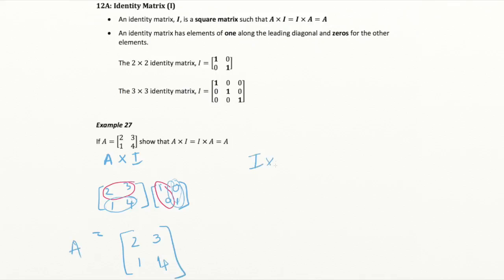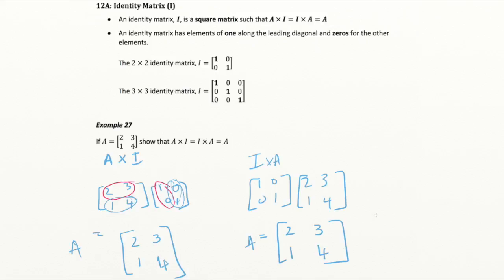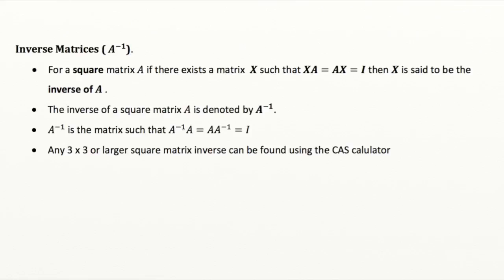Same thing if I were to do I times A. Set that up, 1, 0, 0, 1, and then 2, 3, 1, 4. We'll end up with the exact same. I'm just going to talk through it because I hope that you know how to multiply matrices by now. So we've got 1 times 2, which is 2, 0 times 1 is 0, 1 times 3 is 3, 0 times 4 is 0, 0 times 2 is 0, 1 times 1 is 1, 0 times 3 is 0, 1 times 4 is 4. So once again, I've got matrix A. By showing this calculation, I can show that anything times the identity matrix is just going to be itself. The reason that this property is important is because that's how we get around to the inverse matrix.